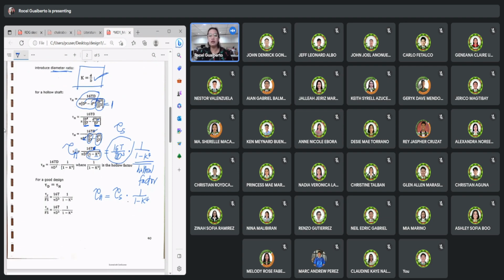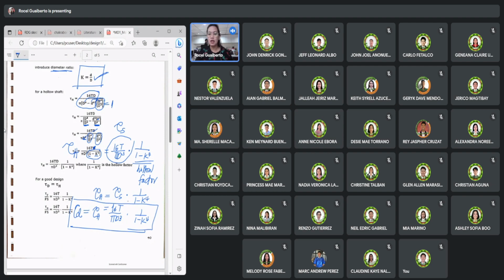Okay? And you recall tau of solid would be equal to 16t over pi d cube times you have there the hollow factor equal to your tau h, at yun po yung equate natin to the design stress. Okay? So, this would be po yung magiging equation natin. So, iisa na lang po yung equation natin. Kapag po siya solid, so aalisin mo po itong hollow factor. Kapag po siya hollow, so you need to include.